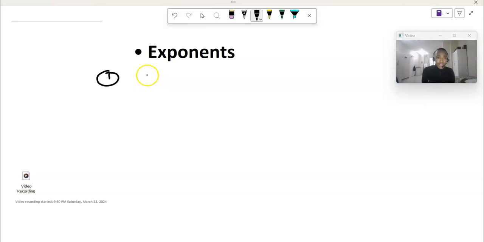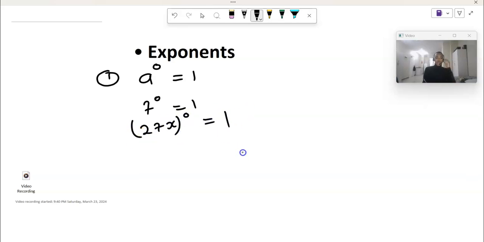And then of course another one is if you have, maybe, to the power 0, we notice that this will be 1, right? It can be 7 to the power 0, this is a 1. It can be any number to the power 0, it will always give you a 1, right?